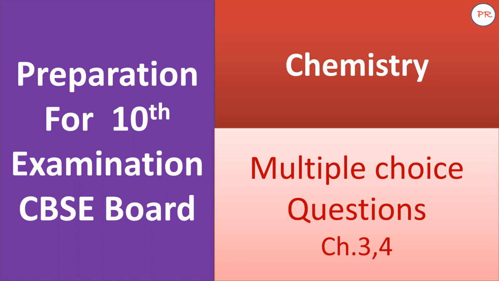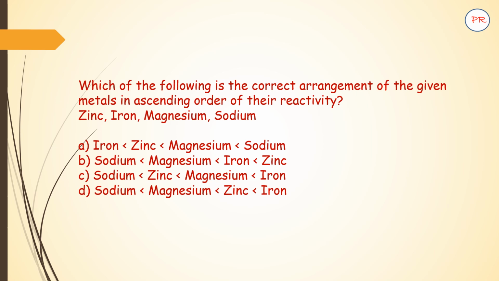In today's session, we are going to see some multiple choice questions from chemistry. Which of the following is the correct arrangement of the given metals in ascending order of their reactivity? The metals given are zinc, iron, magnesium and sodium.